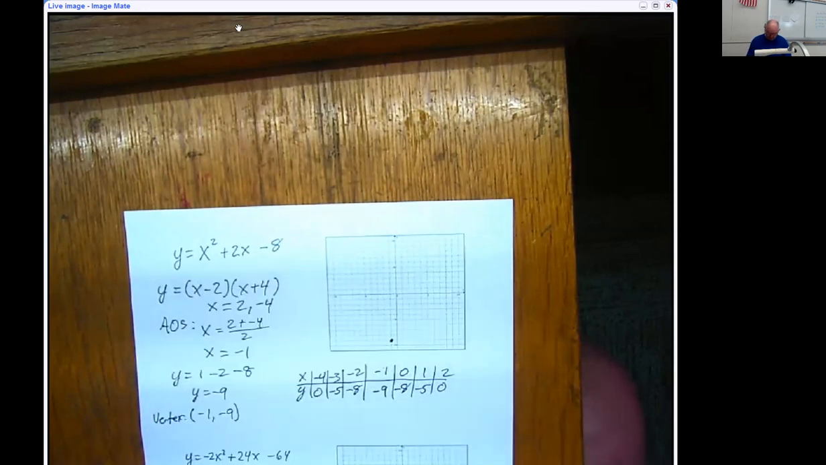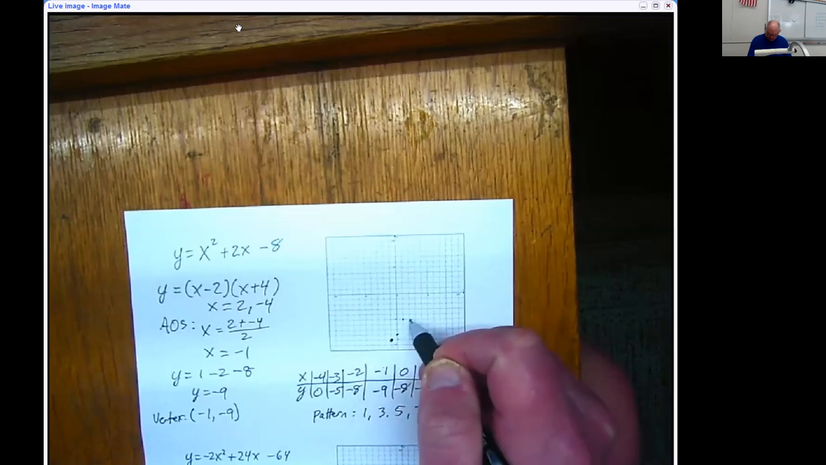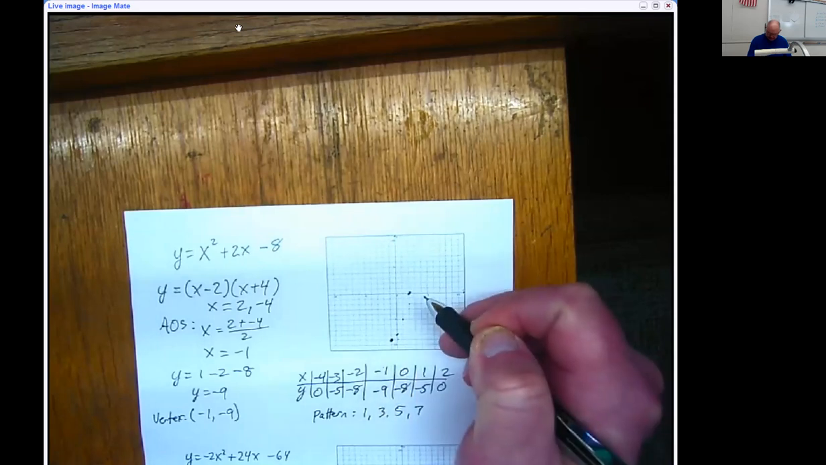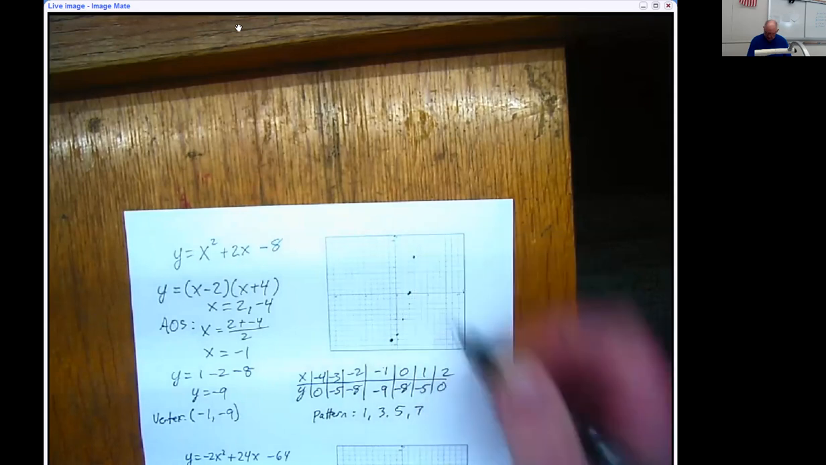Since A is 1, the pattern is going to remain 1, 3, 5, 7. So over 1, up 1, over 1, 1, 2, 3, over 1, 1, 2, 3, 4. That's beautiful because we just hit the x-axis and over 1 up 7, so we're going to be right there.